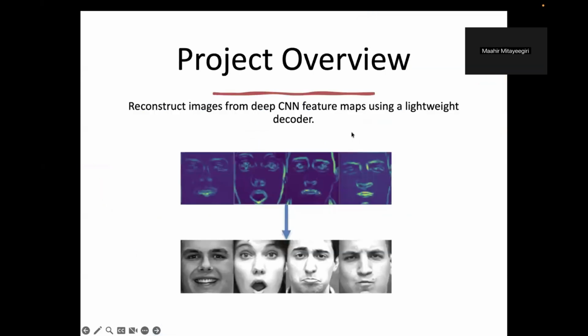Next slide. So this is our project overview. In this project, our main goal is to reconstruct face images from deep CNN feature maps using a small and efficient decoder. To begin with the high level pipeline, we take an input image, we pass it through a pre-trained encoder to get the feature maps, and we use a lightweight decoder network to reconstruct the images from these feature maps. So we then evaluate how closely we can reconstruct these images to originals, both numerically and visually.